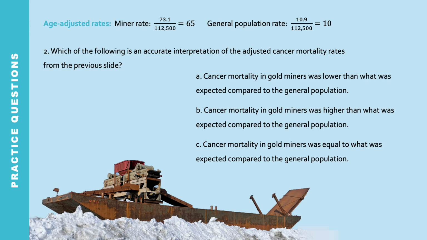Which of the following is an accurate interpretation of the adjusted cancer mortality rates from the previous slide? Cancer mortality in gold miners was higher than what was expected compared to the general population. We're comparing the rate of 65 to the rate of 10. So more gold miners are dying of cancer than what would be expected if they were members of the general population.